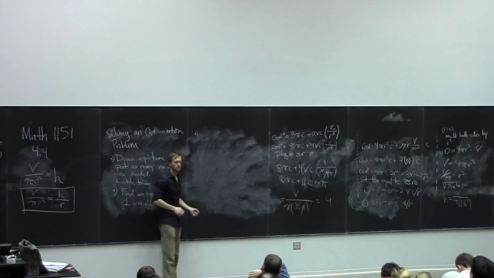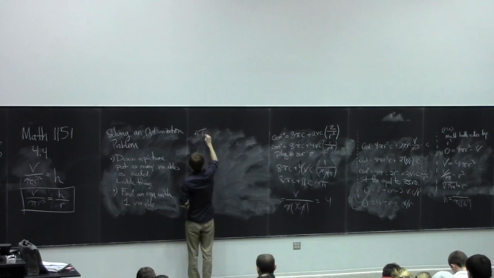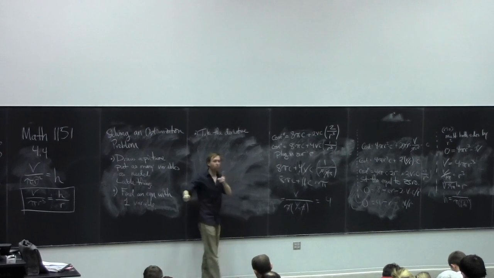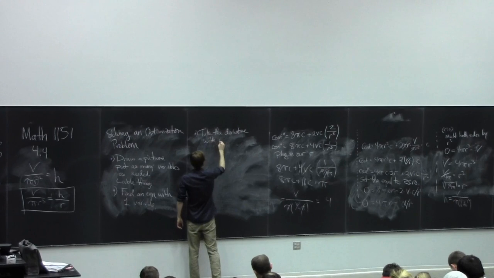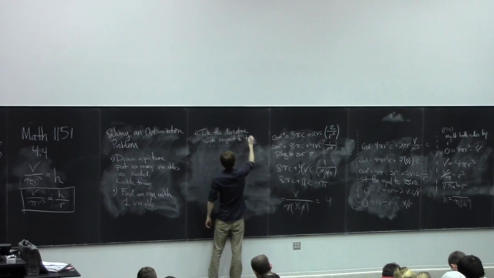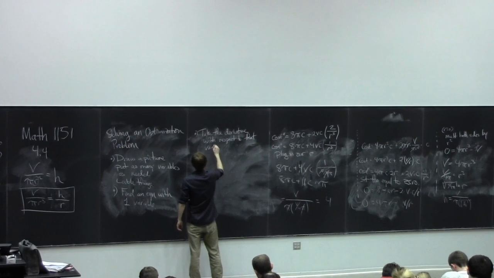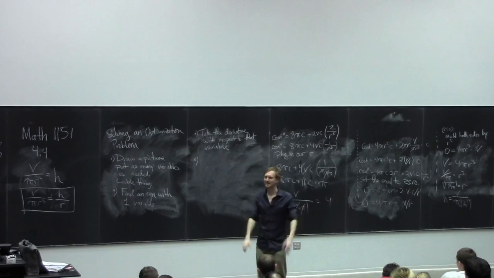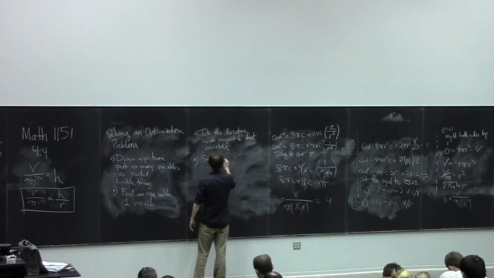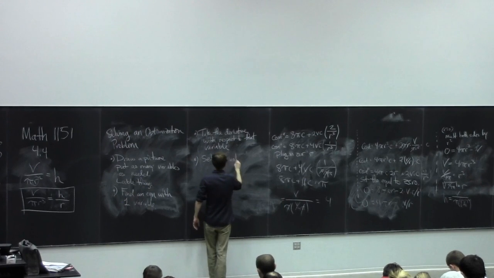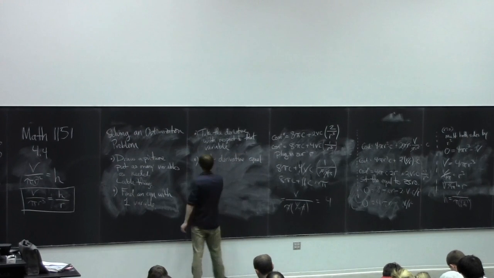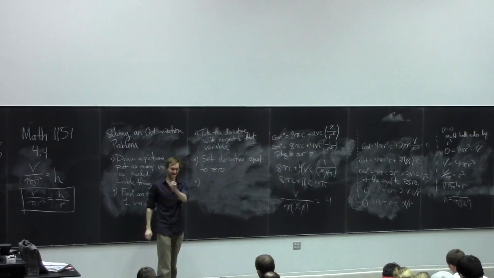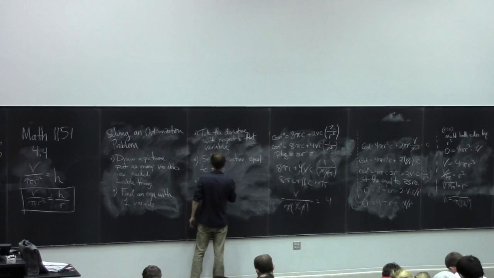What's the next step? Take the derivative with respect to that one variable. Okay, and then what do we do? We just took the derivative, set it equal to 0. Set the derivative equal to 0. And then what do we do? Solve, right? Solve for a variable.